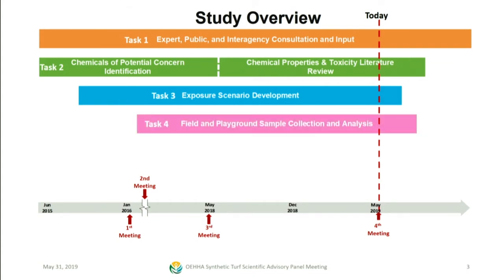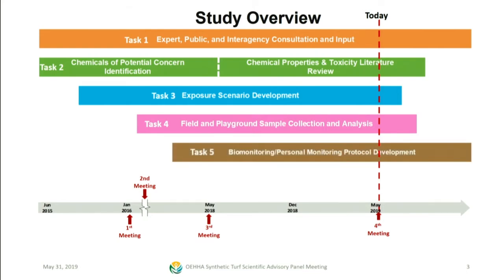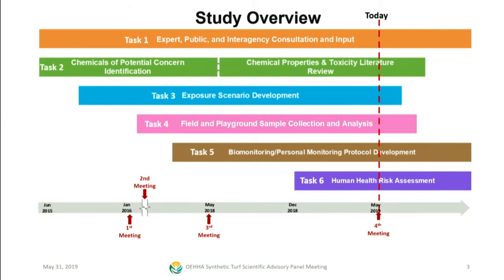Task 4 involves characterization of chemical exposure on synthetic turf fields and playgrounds, which includes collecting and characterizing the composition of samples from fields and playgrounds. Task 5 is to develop biomonitoring and personal monitoring protocols. Data on the chemicals and exposure obtained from Task 3 and Task 4, including scientific literature search, will guide the development of this protocol. Task 6 is the assessment of human health risks from exposure on synthetic turf fields and playgrounds.